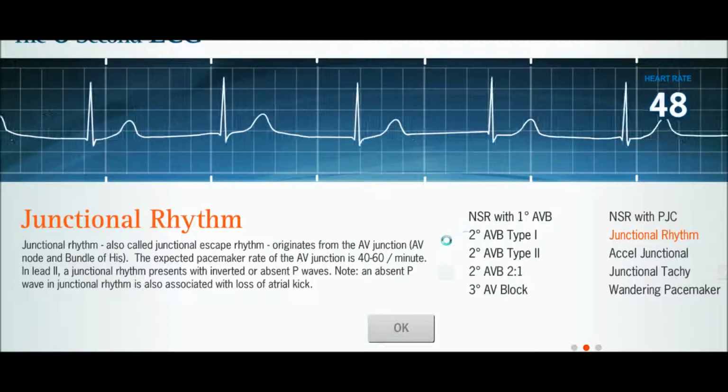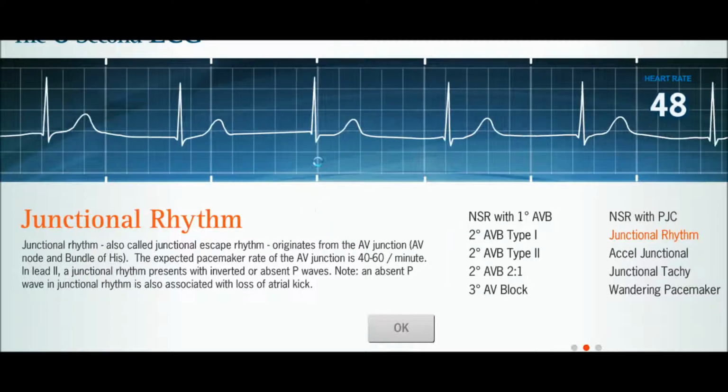And so when we're looking at a lead 2 here, when you have a lead 2 junctional rhythm, you have inverted or absent P waves. Because remember my other video, when you're looking at the heart, if the heart has the electrical impulse going down and away from the SA node, you're going to have a positive spike, right?